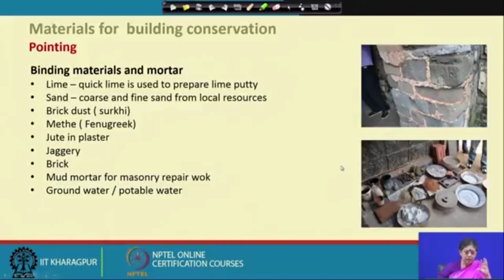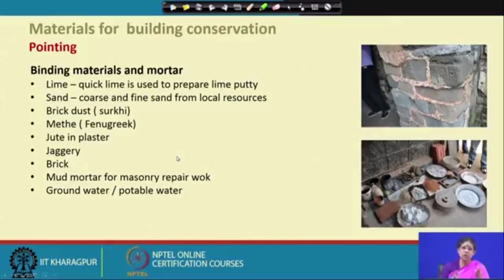Here are some indicators of the common materials. Lime: quick lime is used to prepare lime putty, which is a very traditional process. Sand, coarse and fine, from local resources. Brick dust, what we call locally surkhi. The methi, the fenugreek, has a property and has been traditionally used. The jute in plaster acts as a binding material. The jaggery also acts as an adhesive. Brick and mud mortar for masonry repair work, and groundwater or potable water. The quality of water also has to be neat.